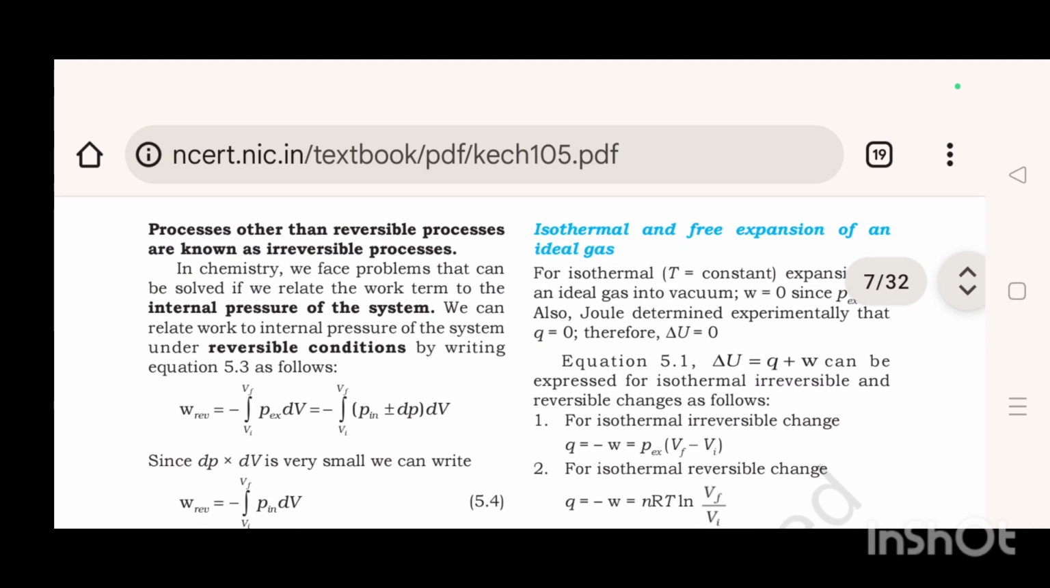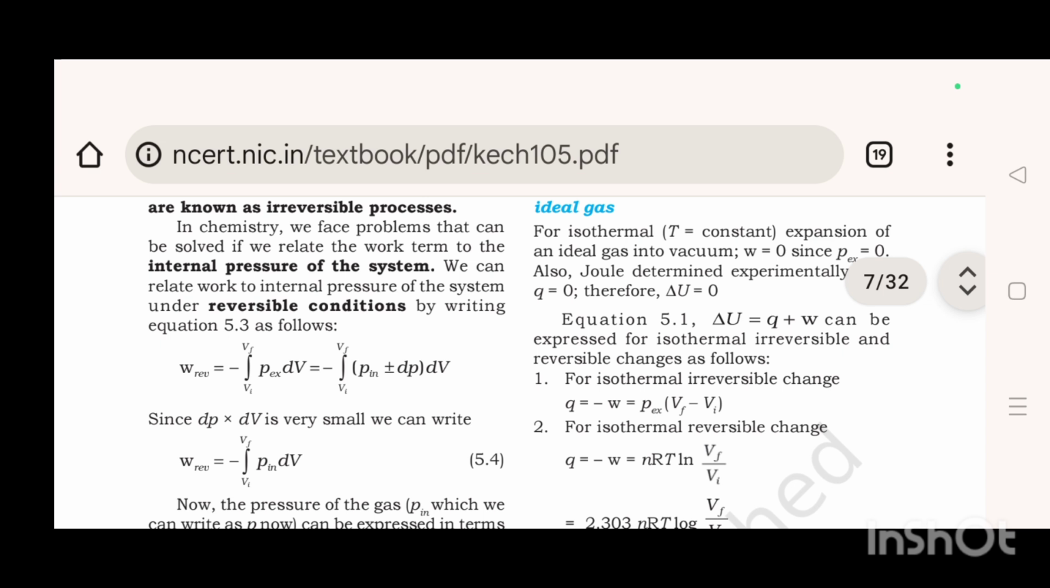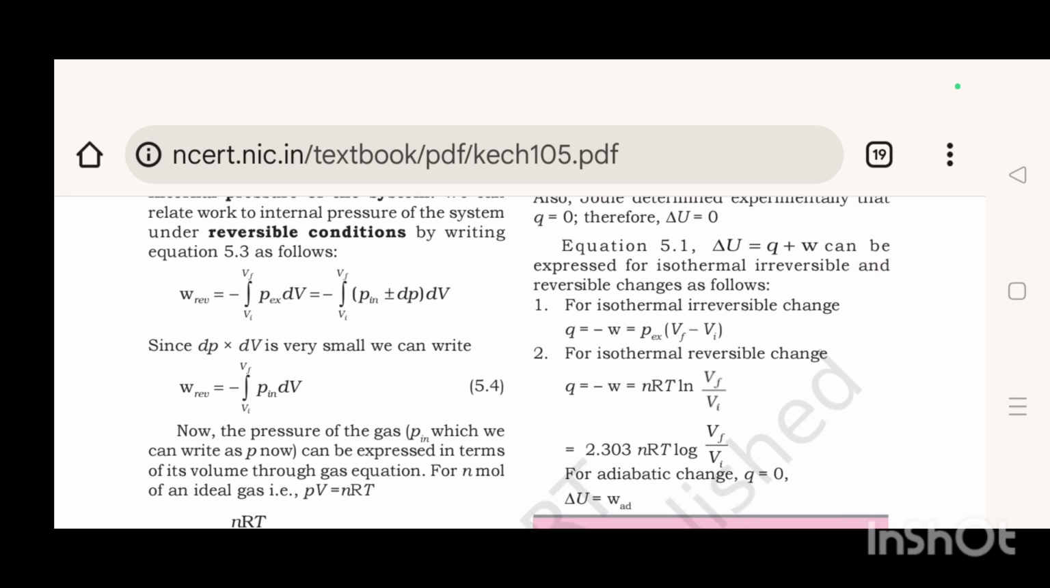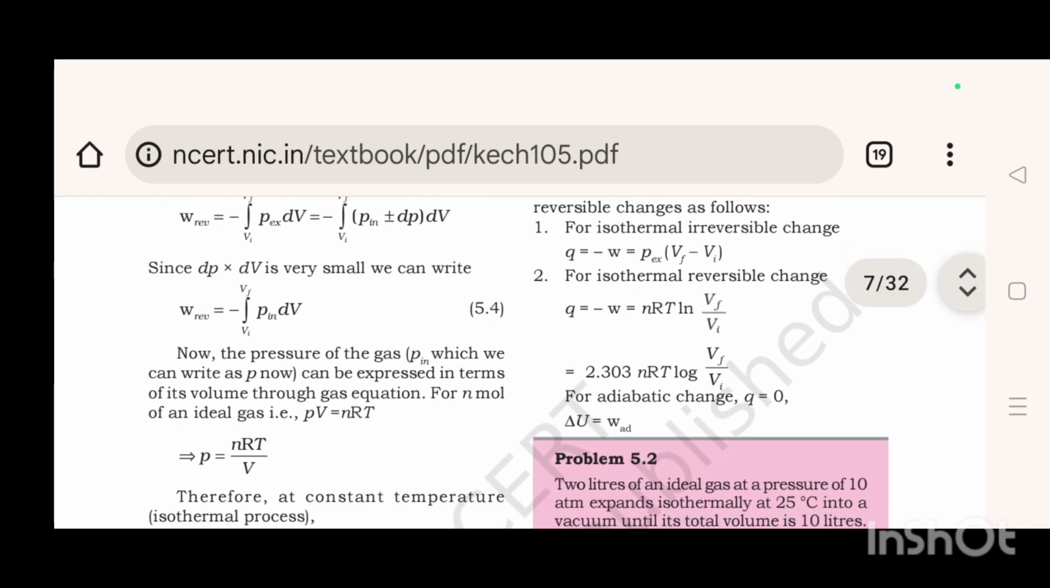Isothermal and free expansion of an ideal gas. For isothermal, T equals constant, expansion of an ideal gas into vacuum, W equals 0 since P external equals 0. Also, Joule determined experimentally that Q equals 0, therefore delta U equals 0. Equation 5.1, delta U equals Q plus W, can be expressed for isothermal irreversible and reversible changes as follows. For isothermal irreversible changes, Q equals minus W equals P external (V final minus V initial). For isothermal reversible change, Q equals minus W equals nRT ln V final upon V initial, which gives us 2.303 nRT log V final upon V initial. For adiabatic change, Q equals 0, delta U equals W adiabatic.